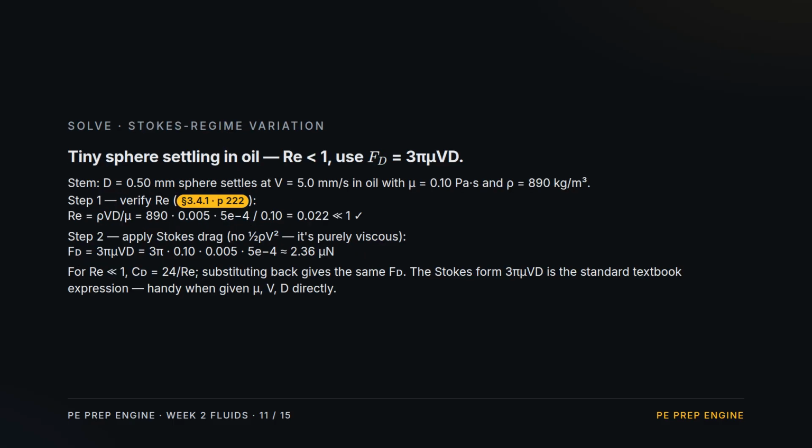Stokes regime variation. Tiny sphere, 0.5 millimeter, settling at 5 millimeters per second in oil. Reynolds is 0.022, far less than 1, so Stokes flow applies. Stokes drag has no 1/2 rho v squared. It's purely viscous, 3 pi mu Vd, about 2.36 micronewtons. Cengel and White listed directly.